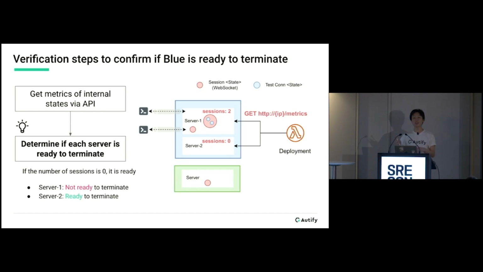Thanks to this API, we can implement the steps to confirm if servers in the blue environment are ready to terminate. A custom step in the deployment pipeline first sends requests to get metrics of internal states. Once getting metrics, it determines if the server is ready to terminate or not. And in our case, if the number of sessions is 0, we can see the server is ready.